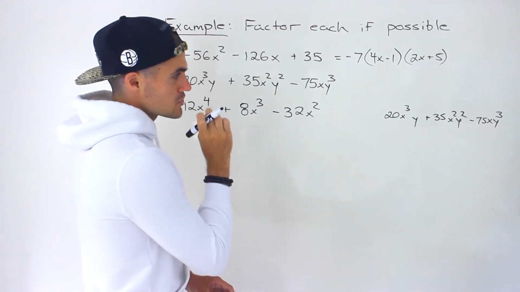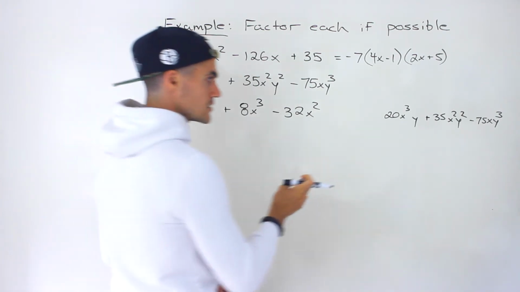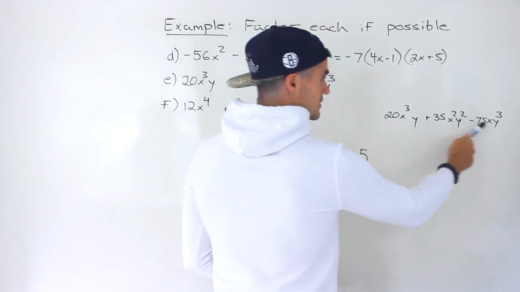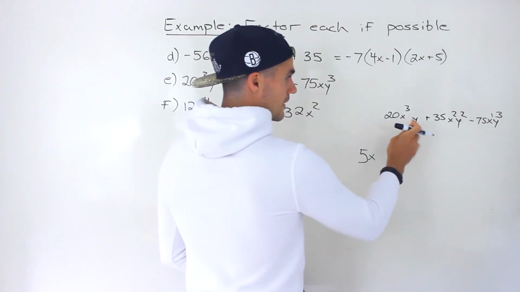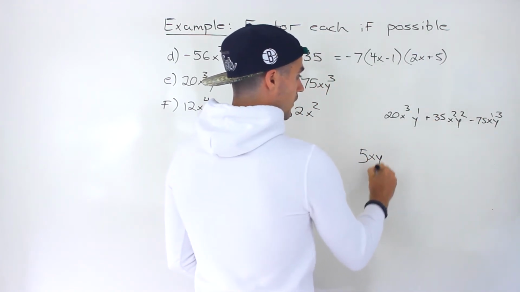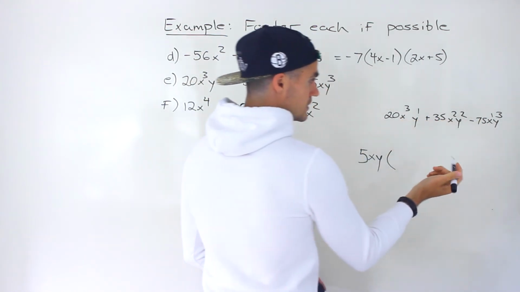Now let's start with the numbers. 20, 35, 75. Common factor between all of those is 5. Notice there's an x in all of these. Lowest exponent would be that x to the 1. And then there's a y in all of these as well. Lowest exponent, y to the 1. So we're taking out a 5xy from all of these expressions.